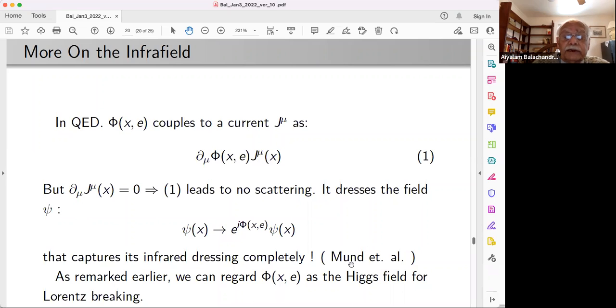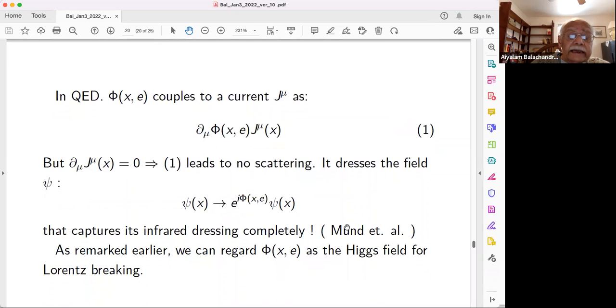And Mund et al., I think, but Schroer gave arguments for this long ago in 1+1. Now they are elaborating on this much more carefully in the recent paper. So in my judgment, we can regard this phi as a Higgs field for Lorentz breaking. And infrared dressing is completely captured by this dressing, by this interaction.